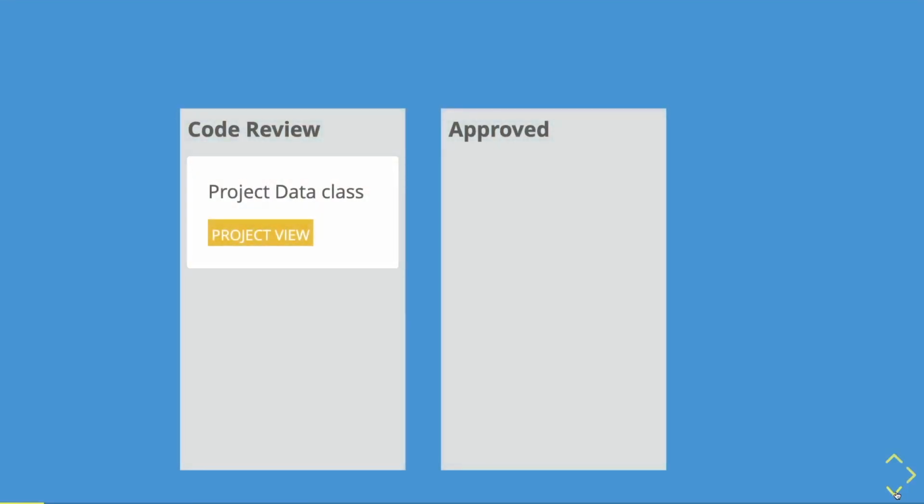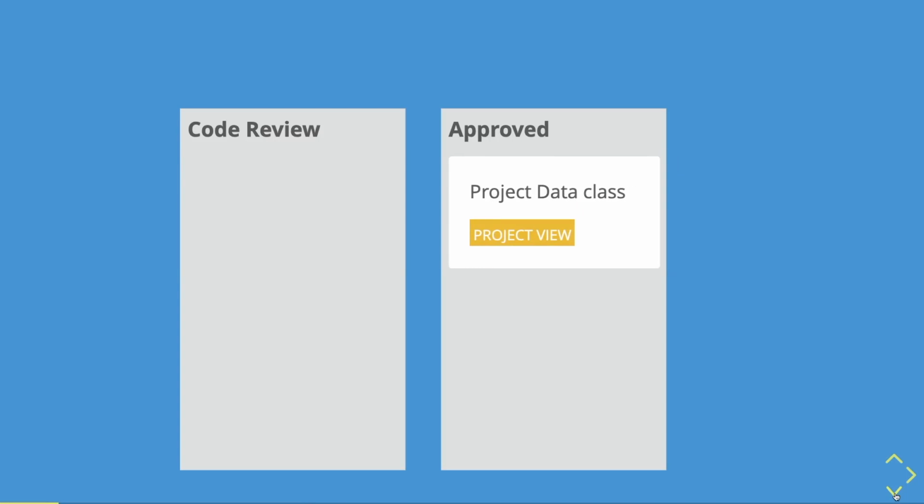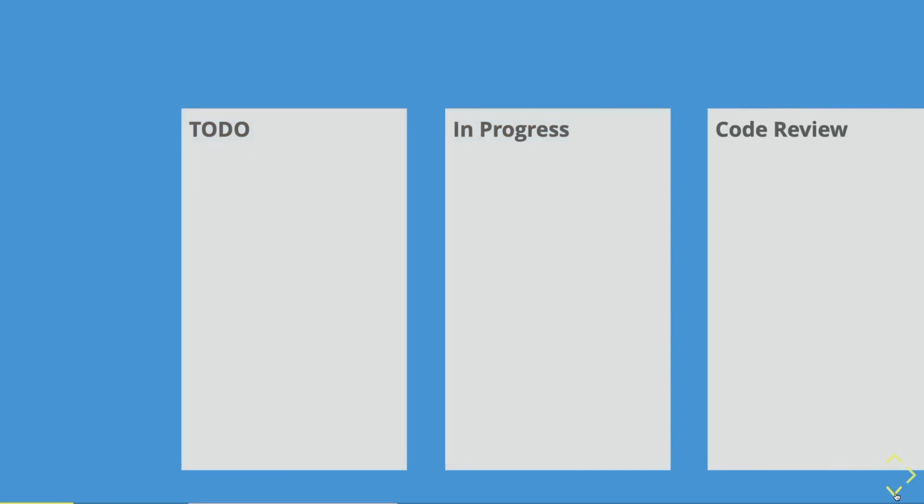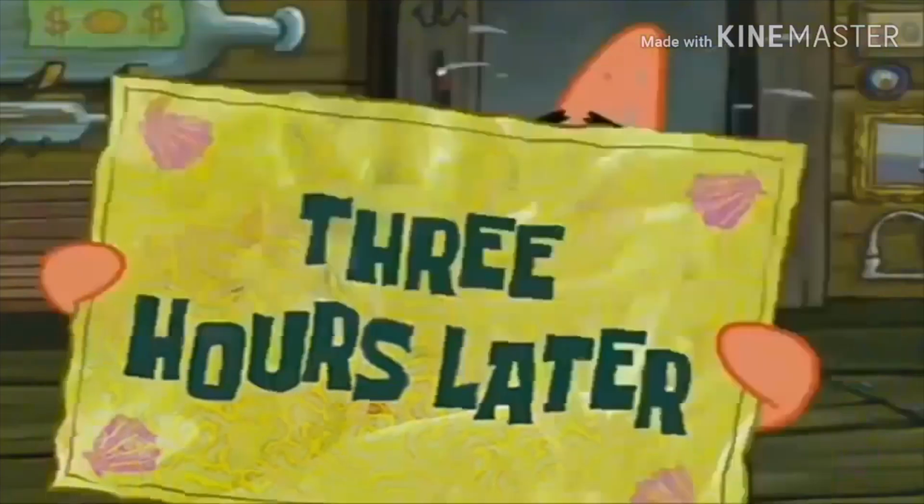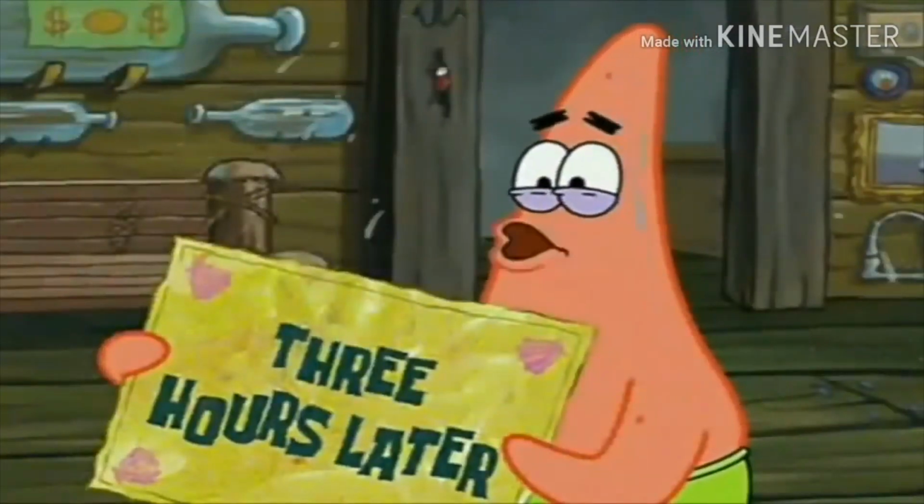So you just finished the project data class that your senior developer tasked you to do. So you go to the Kanban board and drag your task card from the code review column to the approved column, as your senior developer approved it. Once you are about to take a break, your senior developer gives you another task, which is to create a data class. Then you tell yourself, I'm going to take a break first. 3 hours later. Can you move it along? I'm all out of time cards.